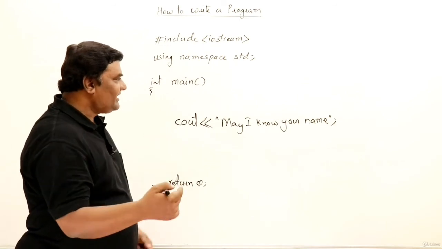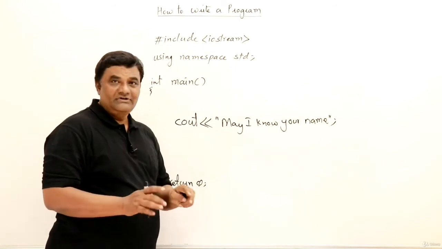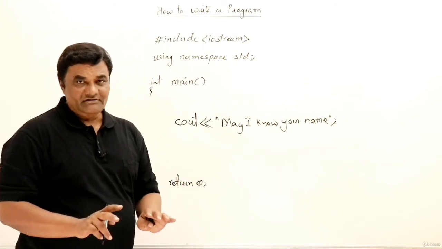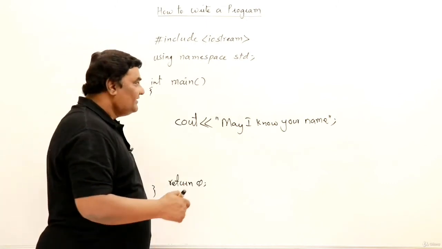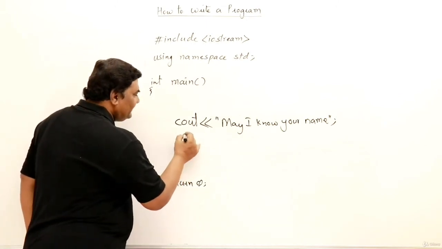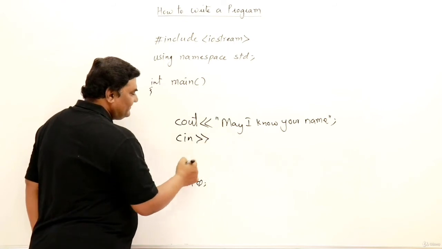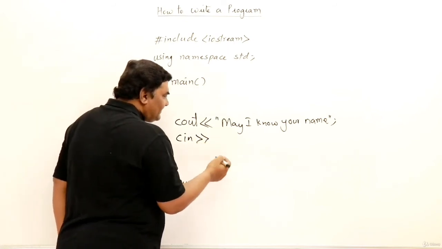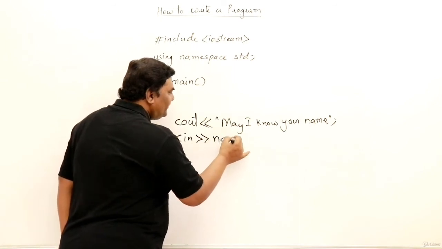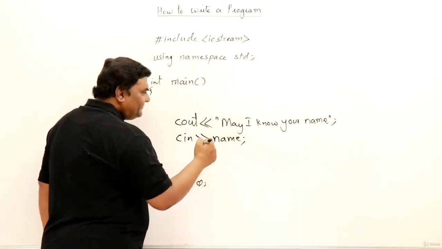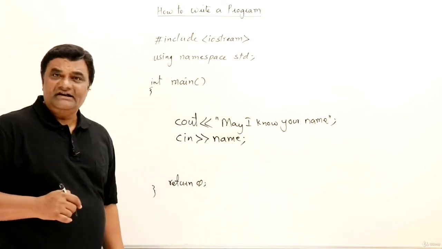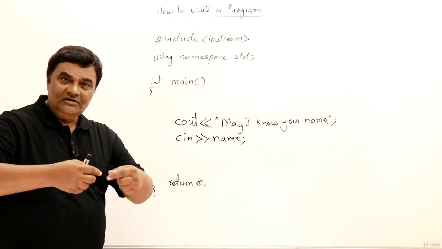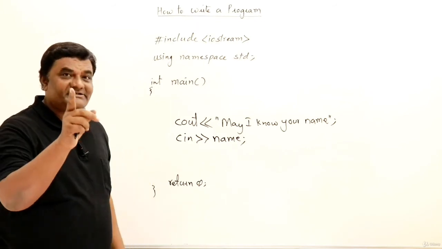Now you are the user, I am the program. When you see this, you will try to write your name from the keyboard, right? And you will hit enter. So that I should read. I should read it by using cin. This is the extraction operator. And here I should read your name. So what is this? This is a variable. Name is a variable. Which type? It should read a word, that is name. So it should be string type.